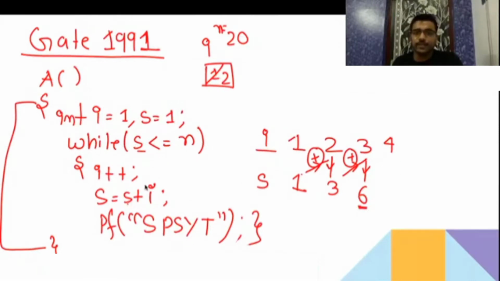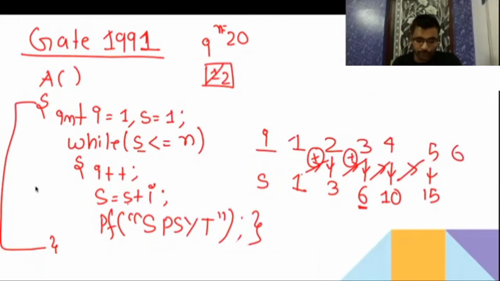Then s plus i, so 6 plus 4, it's going to be 10. That is your s. Now s is smaller than n, correct. Then i will become 5. Then 10 plus 5, we are going to get 15. Then again, 15 is smaller, correct. Then i will become greater by 1. i plus plus will increase by 1, 6. Then 6 plus 15 is your 21.